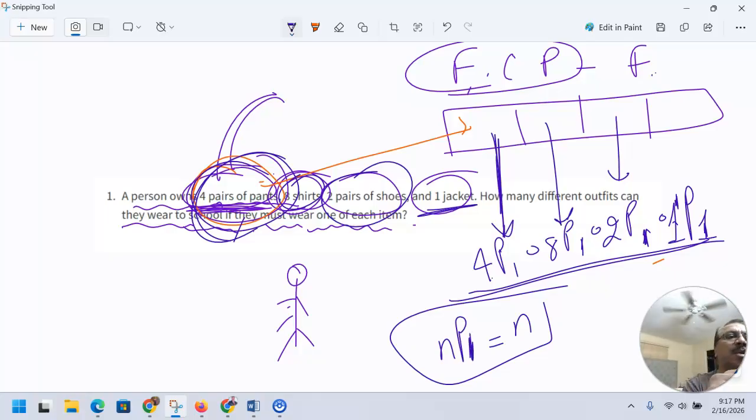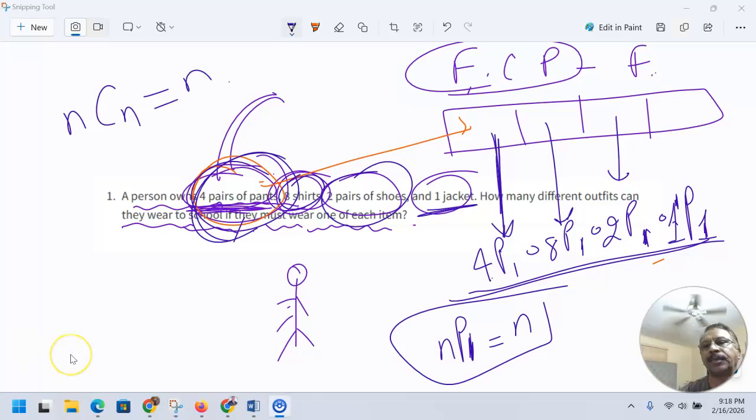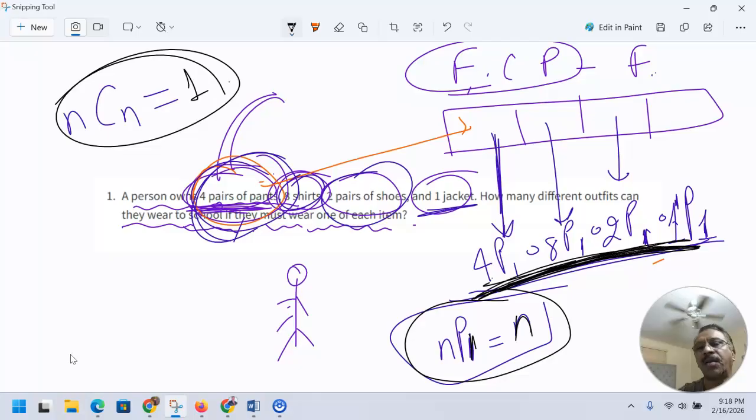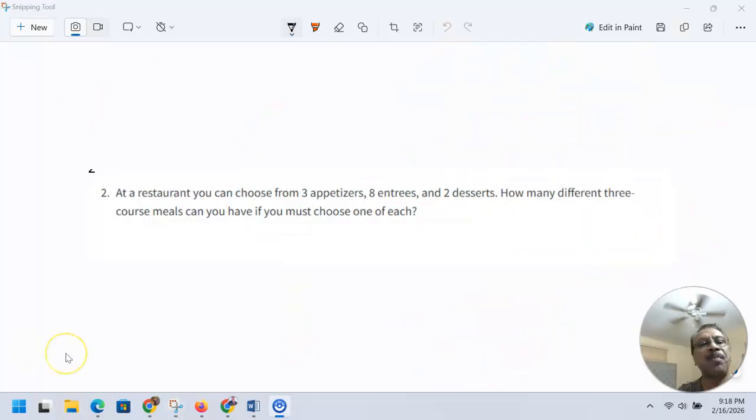Even for nCr, if you have nC1, the answer is n. And I'm sorry, for nCn, the combination, it will be just one. nCn is one, but nP1 is n. So that's how it is. This also is correct, and we are going to use this formula in later examples to see how it works.